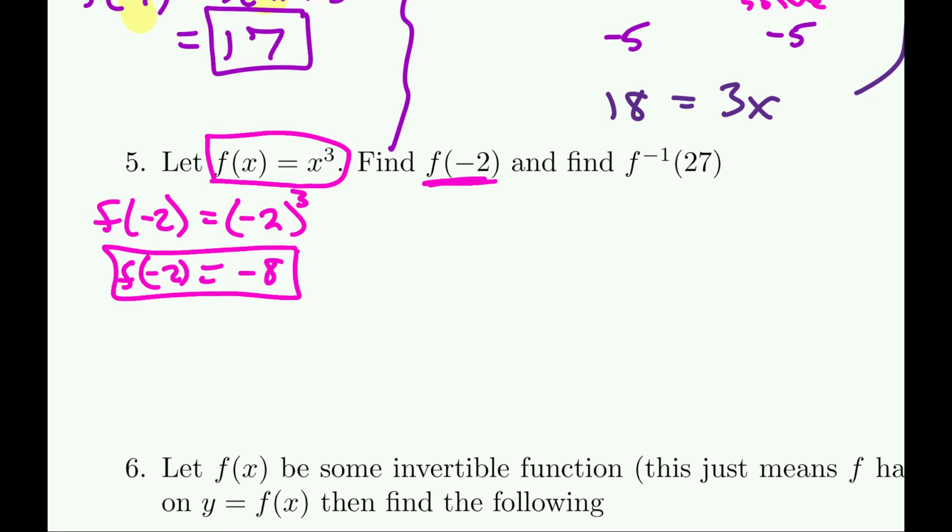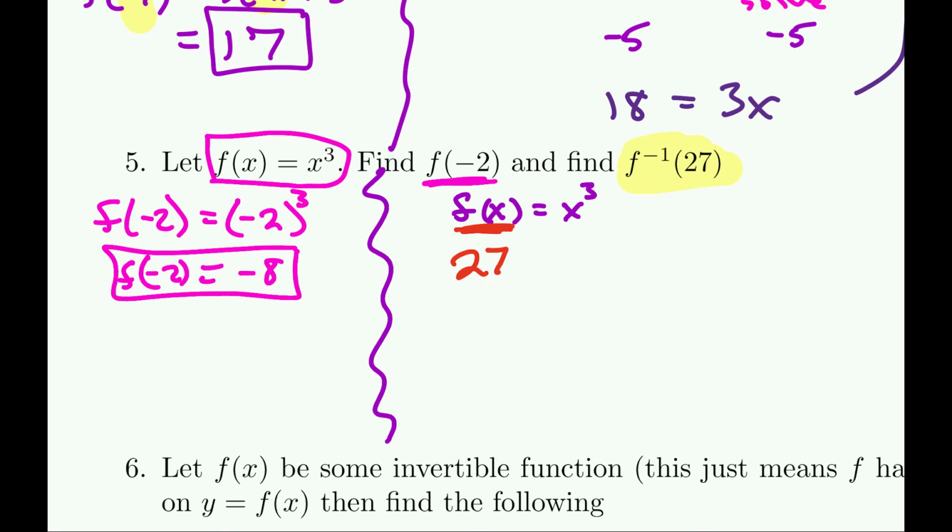Okay. Now for the other one, we've got f inverse of 27. Again, that's a completely separate problem that has nothing to do with the first one we just solved. We have f inverse of 27. So we still start here. F of x equals x cubed, but the 27 does not go in for x, it goes in for f of x. So you replace this f of x with 27. So 27 equals x cubed.